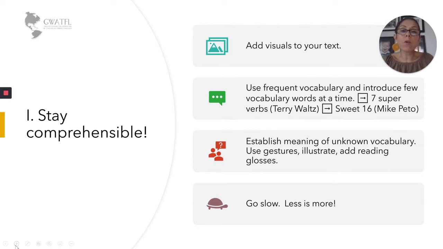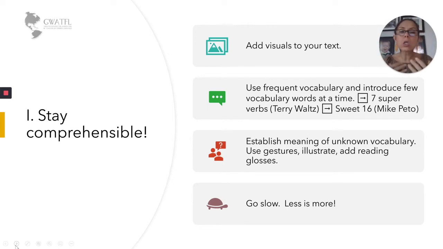So that frequent vocab for me is the 7 Superverbs by Terry Waltz, and then I move to the Sweet 16. The next step is establishing meaning of unknown vocab words. Now, of course, when I'm talking about that, we need to have few unknown words, because if there is too much, then our task becomes just too big for them. So when you are introducing new words, establish meaning. By what? By gestures. Yeah, I know, the mask, right?